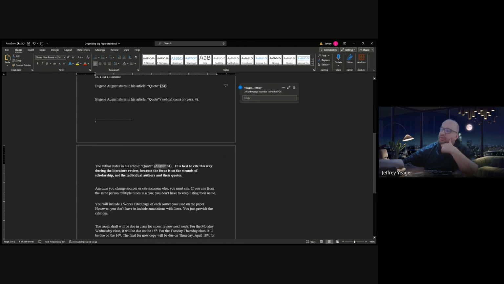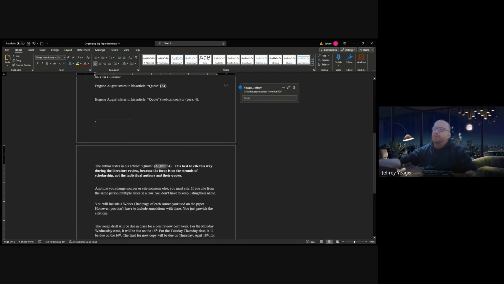But let's say you quote from Cannery Row 4 times in a row before you jump to another source. You would only have to put Steinbeck the first time, and then the second, third, fourth times, you would just put the page number. So you don't have to put Steinbeck 34, Steinbeck 78, Steinbeck 96, whatever. If you quote from the same source multiple times in a row, you don't have to keep changing it up.